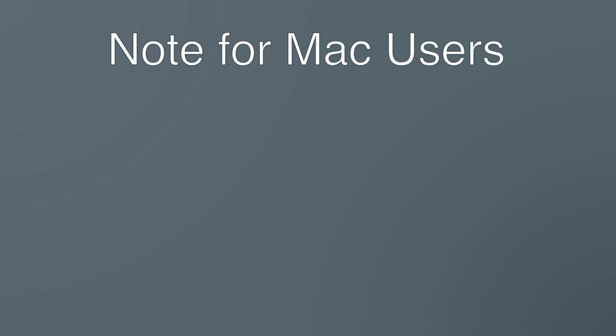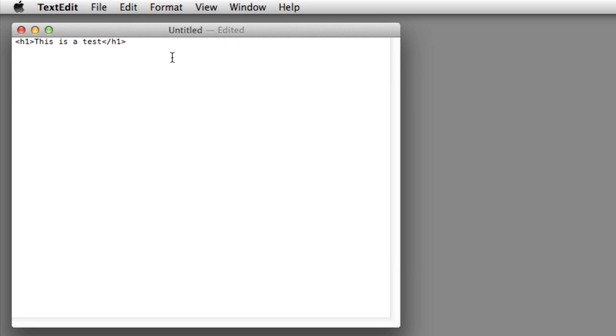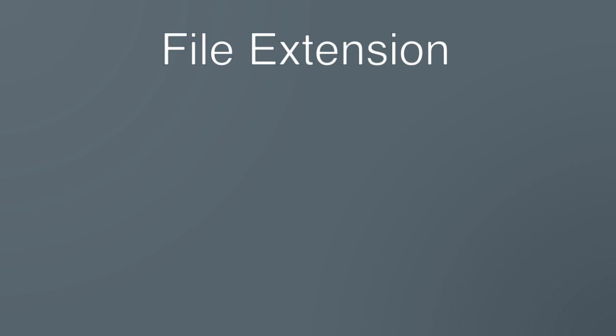If you're using a Mac and you elected to use the TextEdit app, at this point, look in your top menu bar, click Format, and then click Make Plain Text. The key to correctly saving our file, regardless of what platform or text editor we're using, is to make sure that it is saved with a .html extension. A file extension simply designates what type of file it is.